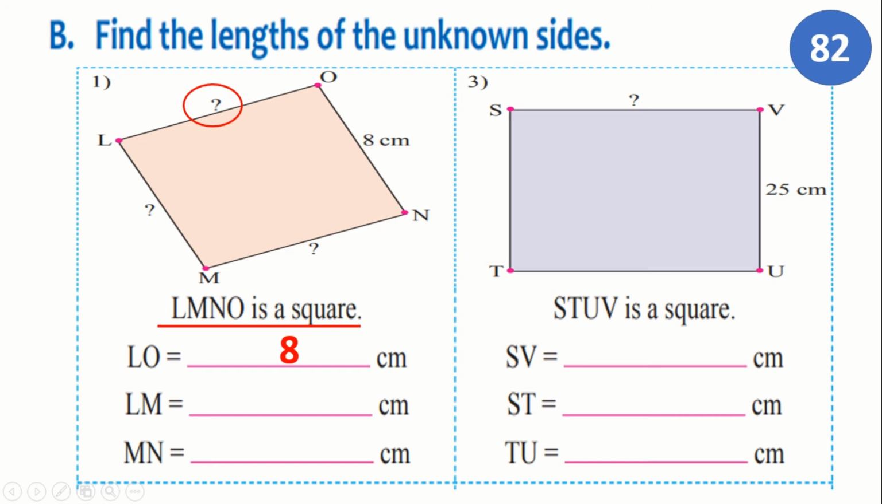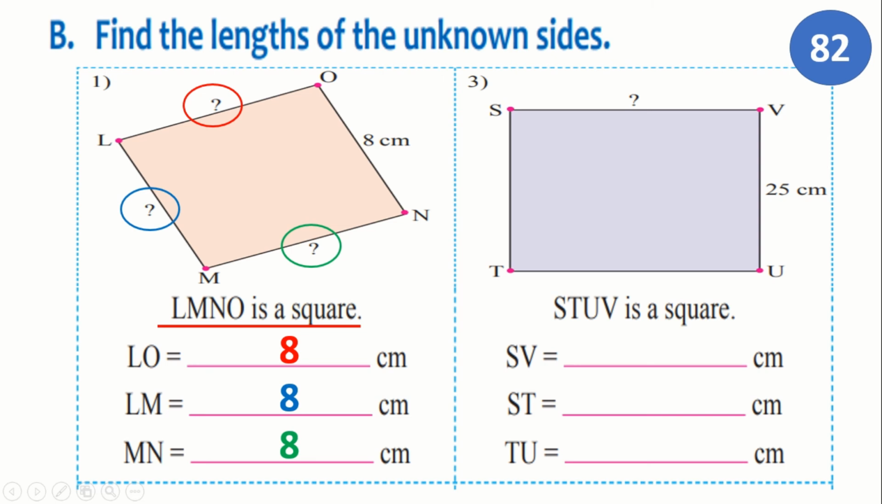Then LM, the other side here, the color blue here, is the same as LO and ON. They have the same. You have 8, and there the green color here, the other side here, this is also 8. Correct, students? Because this is a square. All sides equal. The length of this square here is the same.